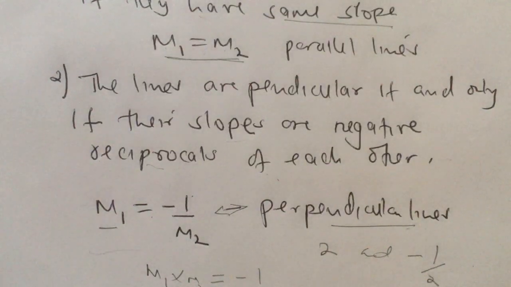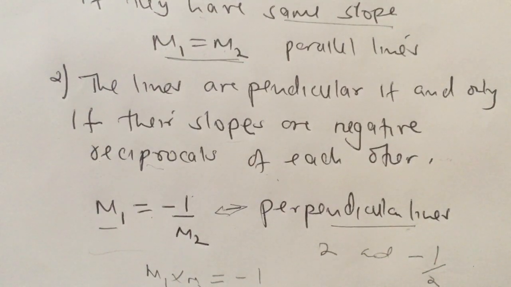I do believe that if you understand those two concepts, that if the gradients are the same, then they are parallel, and if their slopes are negative reciprocals of each other, then they are perpendicular. By so doing, you are able to differentiate which lines are parallel and which lines are perpendicular.